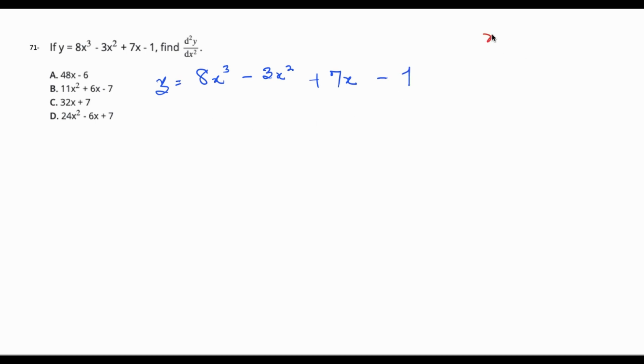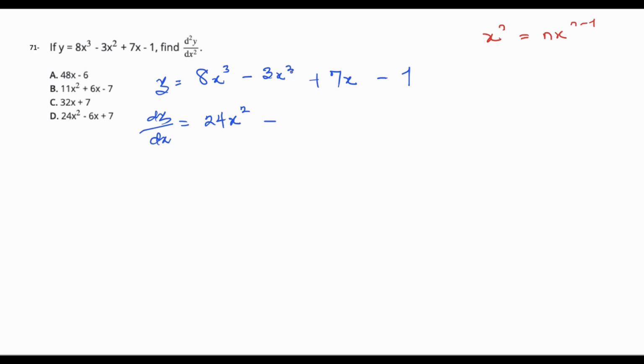So don't forget that if we have x raised to power n, the differential of x raised to power n is we bring our power down to multiply x, which is going to be n multiplied by x, and then we subtract 1 from the power, which is n minus 1. So the first differential of our expression is we bring 3 down to multiply 8. This is going to be 24x, and 3 minus 1 equals 2.